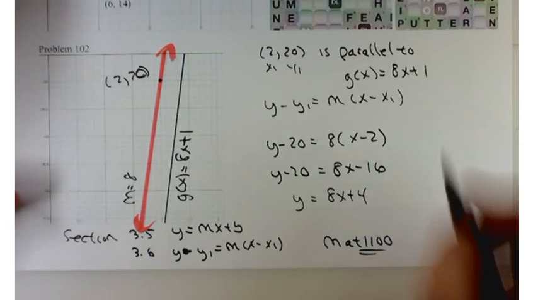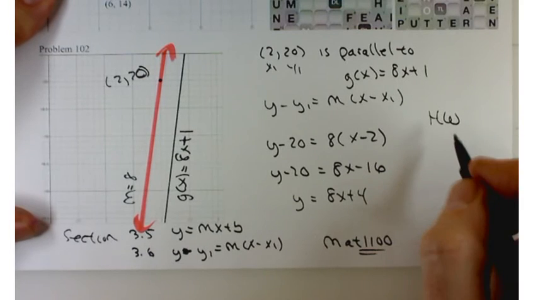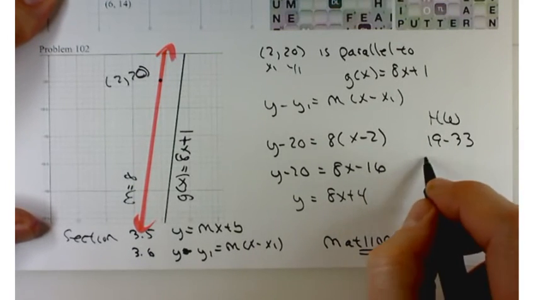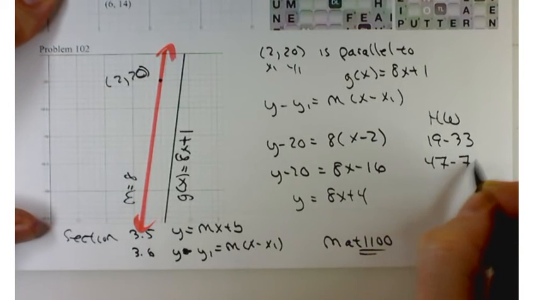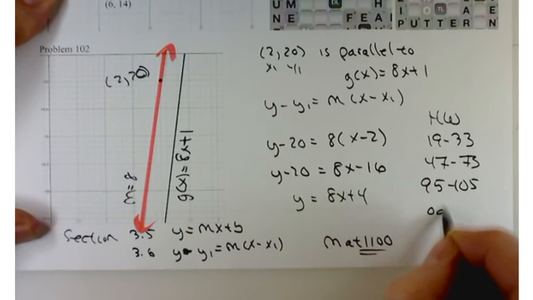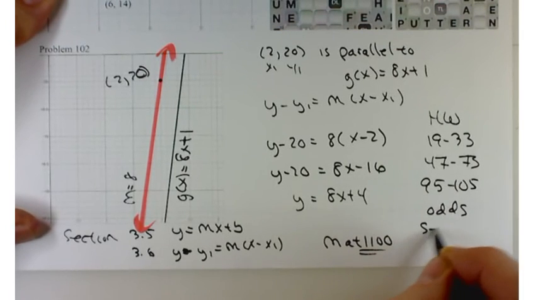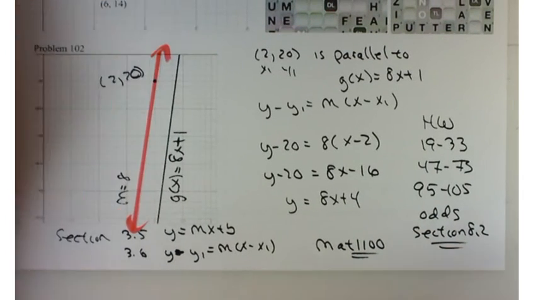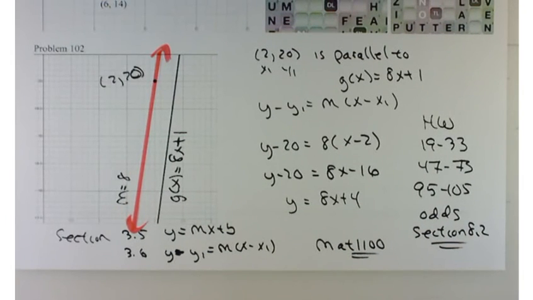For homework, try 19 through 33, 47 through 73, and 95 through 105. That's just the odds in section 8.2. I'll answer questions on this next time at the start of class, so if you have some questions, bring them in. You can also see Mimi, get some help from her that way.